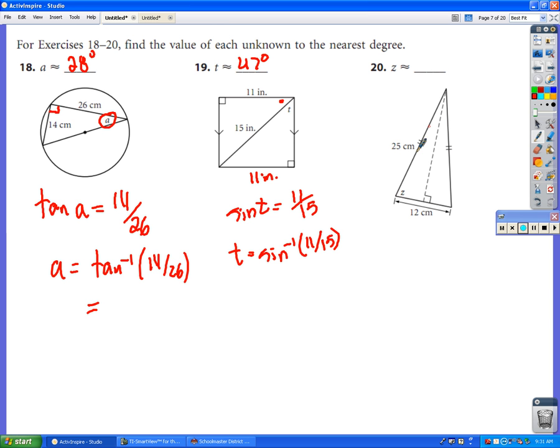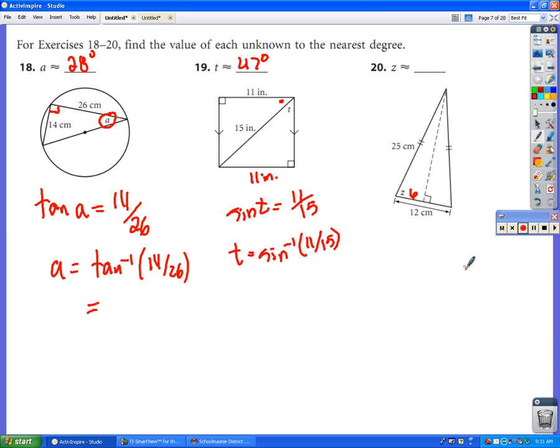Okay, and then last one for Z. If this is an isosceles triangle, what is true about this length right here? It's the same. It's going to be 6 centimeters, so that side right there is 6. So to find Z, Stacy, would you like to try it? This side right here is what side relative to that angle?